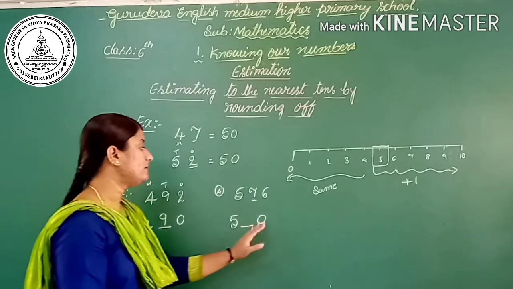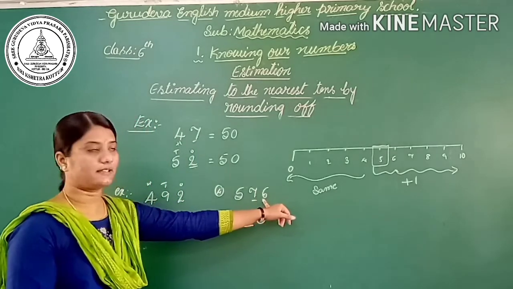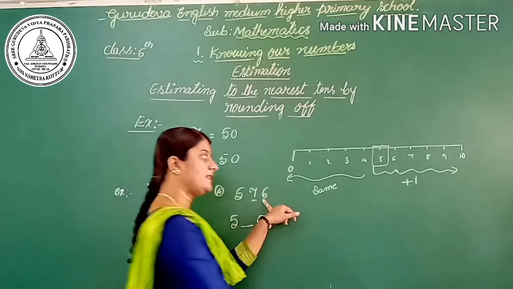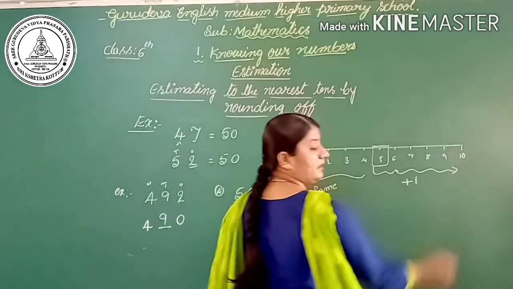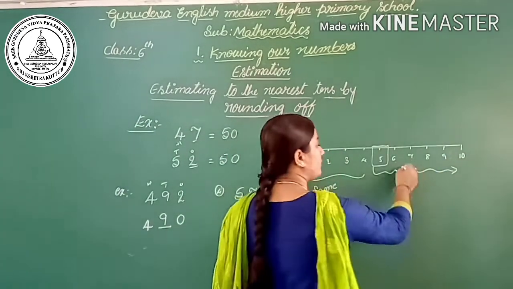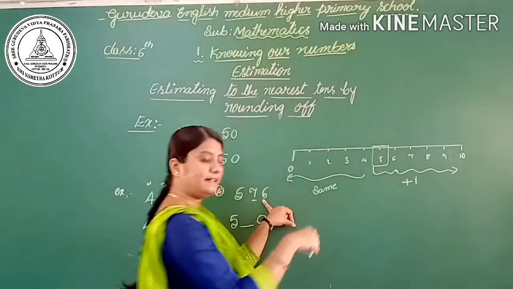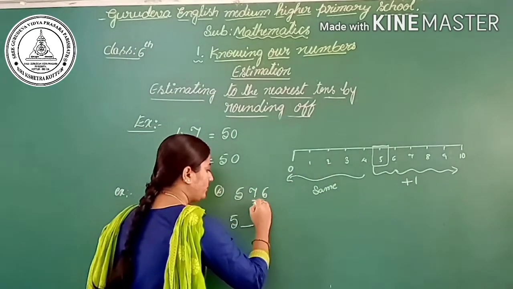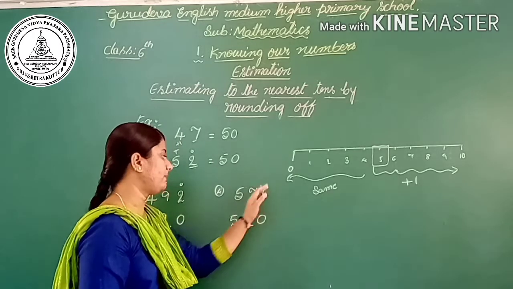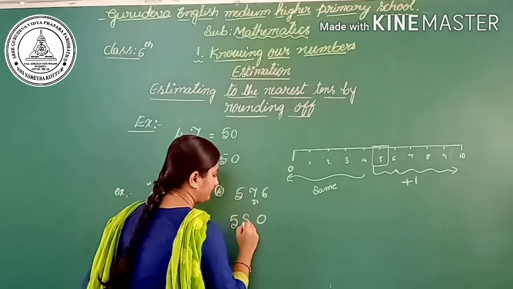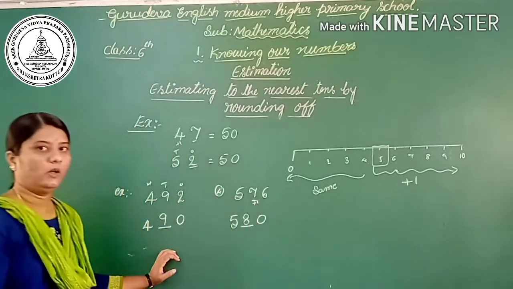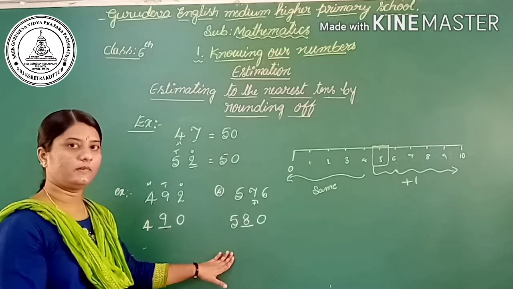Okay. Then take the reference point as 6. So where is the 6? 6 is near to the 10. So what do we have to do? We have to add 1 to the tens place. If we add 1 to the 7, what do we get? 7 plus 1, 8. Okay? Is it clear? Yes.